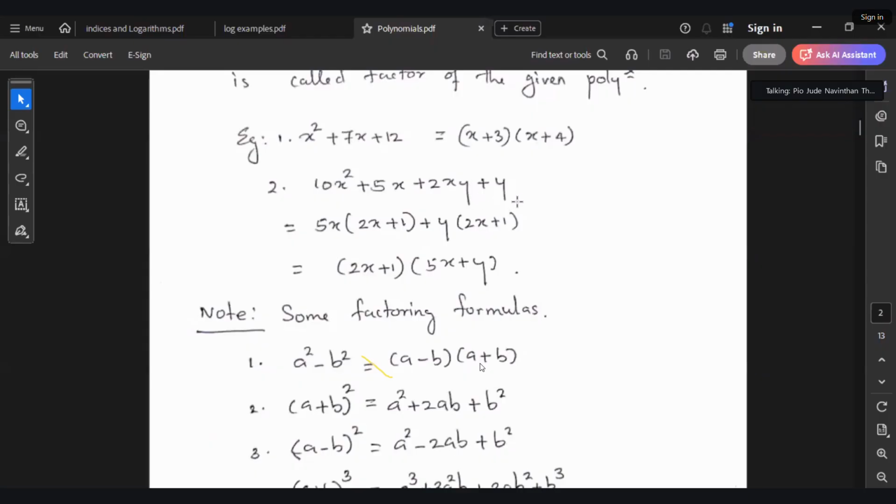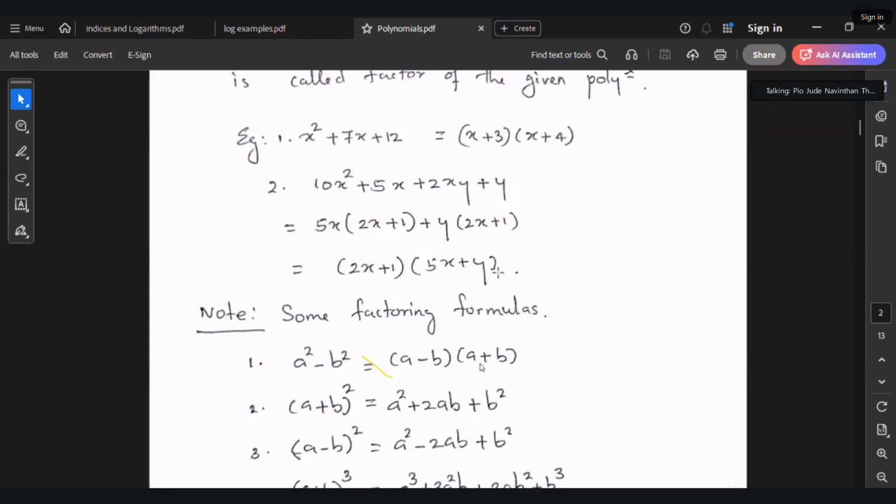Okay, only y is the common factor. You can take it out, right? Within the bracket, again 2x plus y. So when we are doing the factorization, if you are going in a correct way, you can identify the same bracket repeated. Here you can see 2x plus 1, again 2x plus 1. Otherwise, your factorization is wrong.